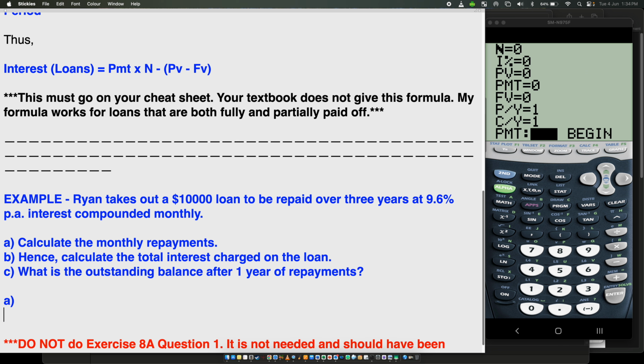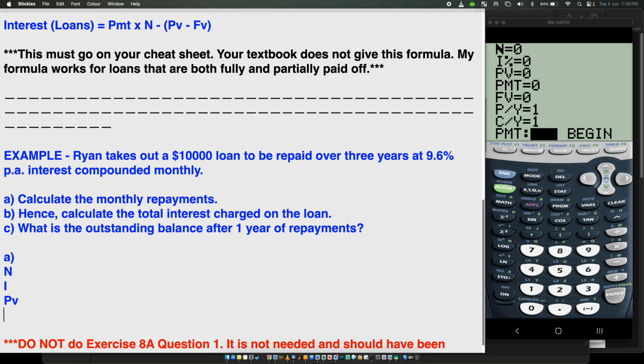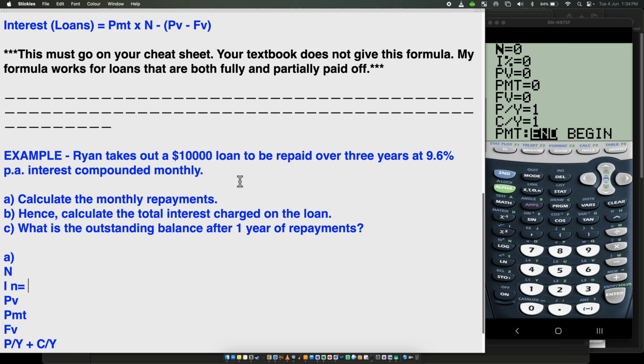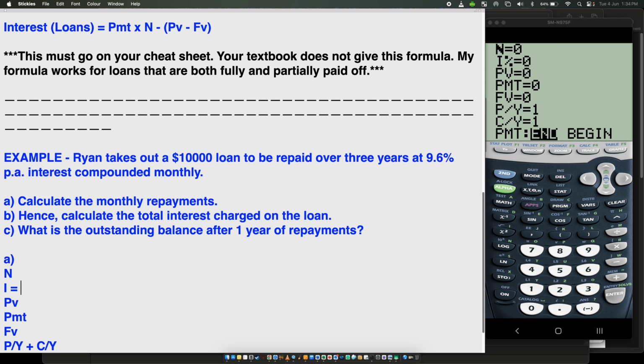It's a TVM solver question, so N, PV, PMT, FV, and PY and CY. What's the interest rate according to this question? Yep. You don't need to convert. You just chuck the number in. PV, it is a loan. So what is the sum of money that he's getting from the bank instantly?